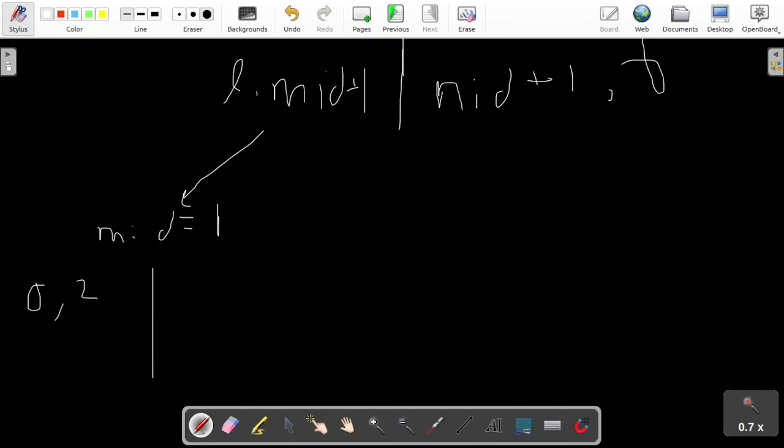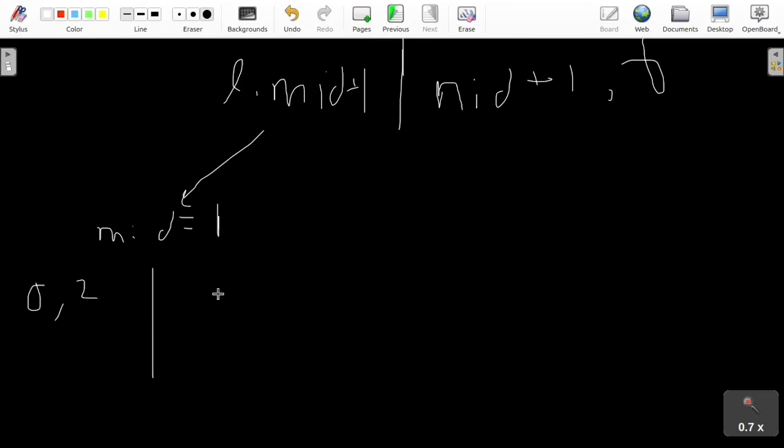Mid is not 2, mid is 1. 3 by 2 is 1. Sorry, I'm really sorry for this. Okay, so 0 comma 1 and 1 plus mid plus 1, that is 1 plus 1, 2 comma 3.